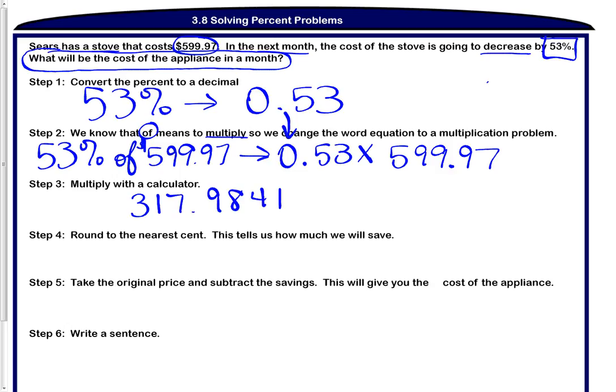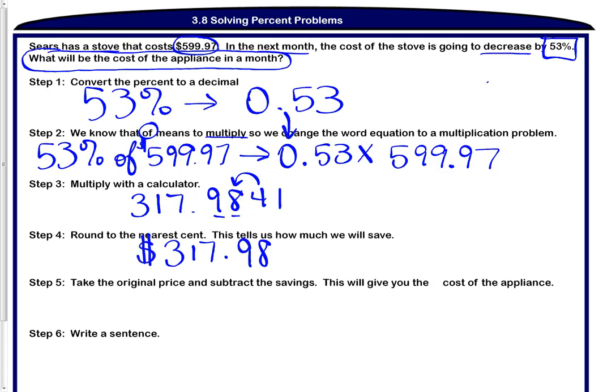317.9841. Remember, when we're dealing with money, we only have 2 spaces after the decimal. So we look at the 4, it tells the 8 to remain the same. So when we're rounding to the nearest cent, we have 317.98. But that only tells us how much we saved.